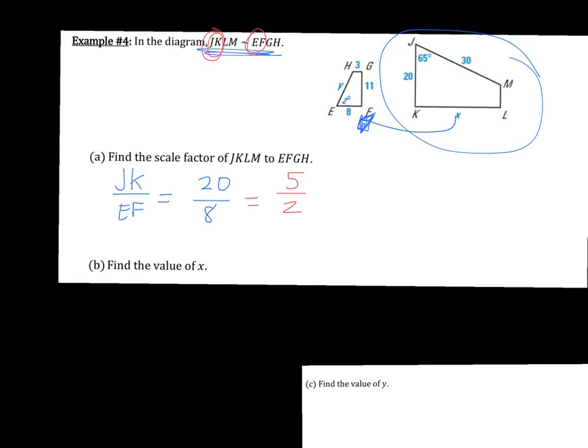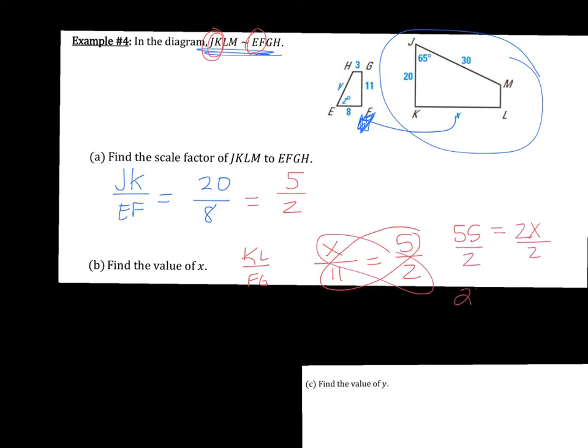For my x, that's KL, which is corresponding to FG. So I'm just going to make myself a note of that. KL to FG, which is 11, should equal that scale factor. Remember, the ratio of any corresponding side should equal that scale factor. So I set up my proportion, and then I'm going to cross multiply. So 55 equals x times 2, divide by 2. So 27.5 is our x value.